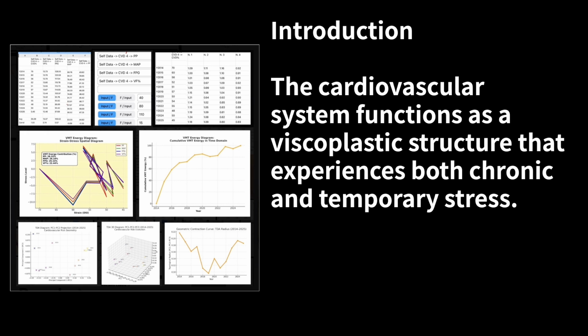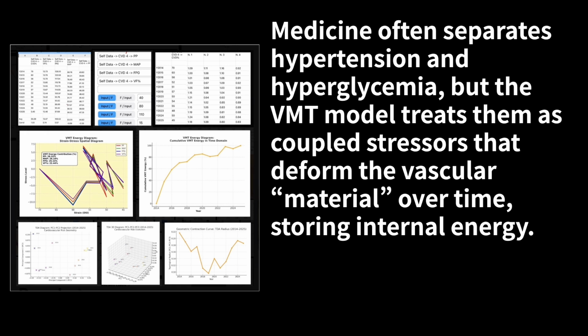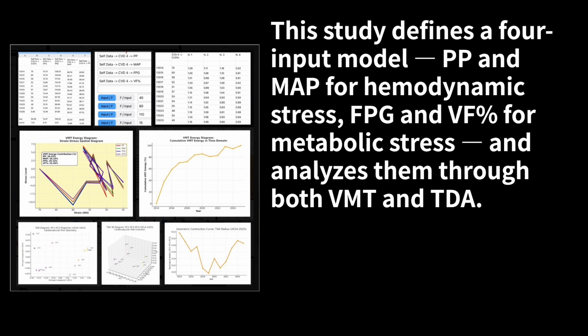metabolic domains. Introduction. The cardiovascular system functions as a viscoplastic structure that experiences both chronic and temporary stress. Medicine often separates hypertension and hyperglycemia, but the VMT model treats them as coupled stressors that deform the vascular material over time, storing internal energy. This study defines a 4-input model: PP and MAP for hemodynamic stress, FPG and VF% for metabolic stress, and analyzes them through both VMT and TDA.